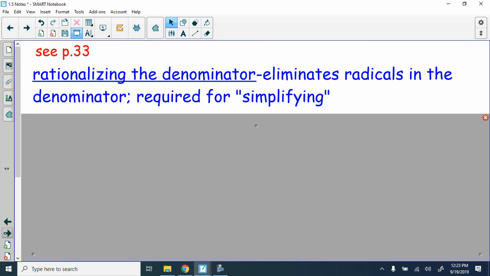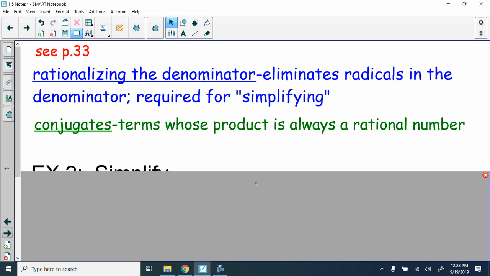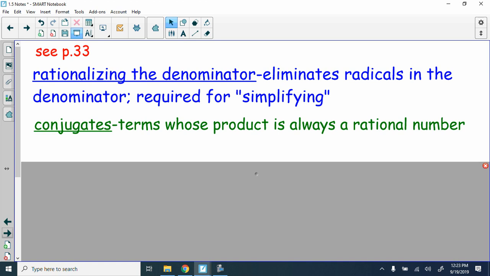So the next thing that we see talks about what happens if we're trying to rationalize a denominator, what does it really mean? I kind of mentioned this, but what it does is eliminate radicals in our denominator. And it is required for something to be simplified. So if we're asked to simplify something, you definitely have to rationalize the denominator. We're going to use what are called conjugates to help us do that. So this is kind of new to us, but we're going to use this later in the chapter as well.